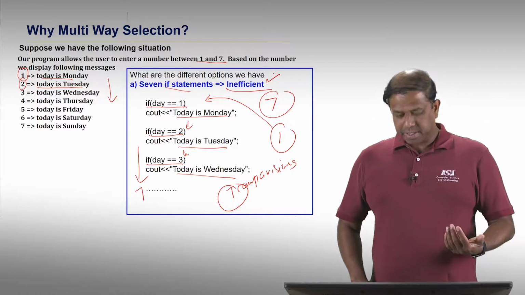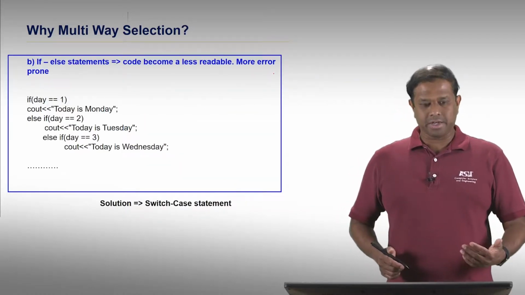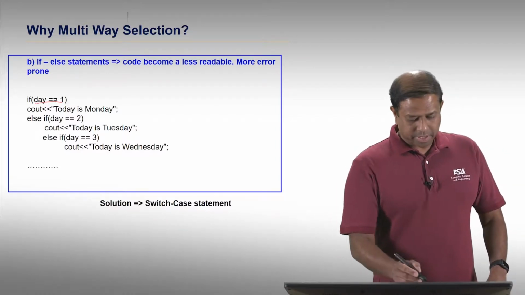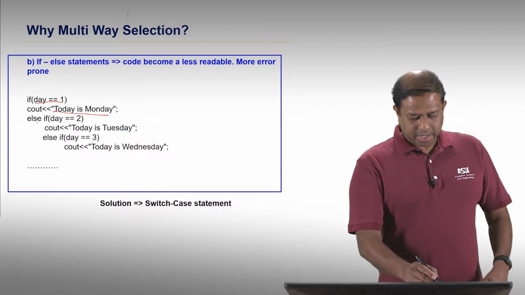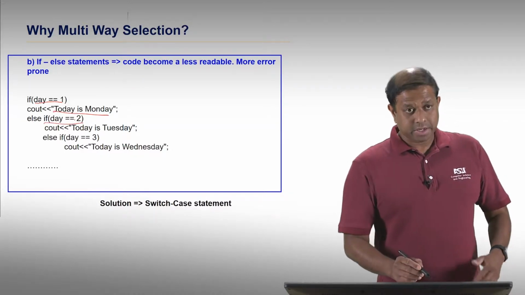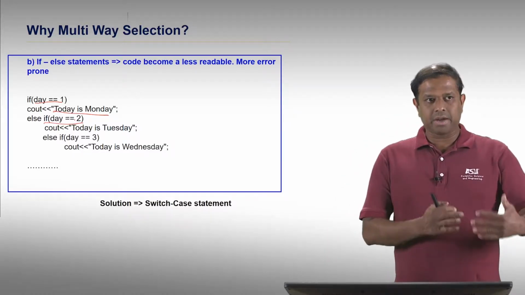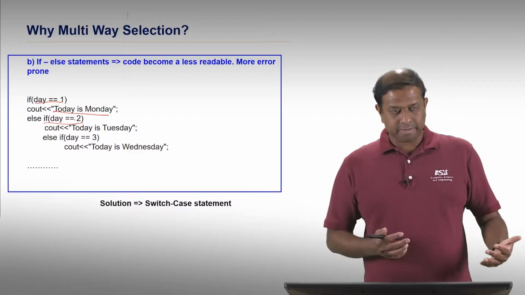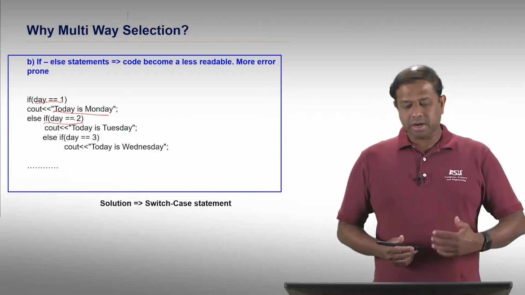Now, how can we make it efficient? We can make it efficient by adding an if else condition, where we can say, let's say, if day 1 is true, we display the message today is Monday, and then we can say go to case 2 if the first one is not true. In that scenario, we can avoid executing so many different combinations of if conditions. However, still this is not very efficient.